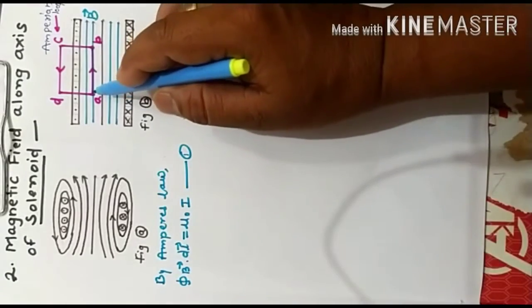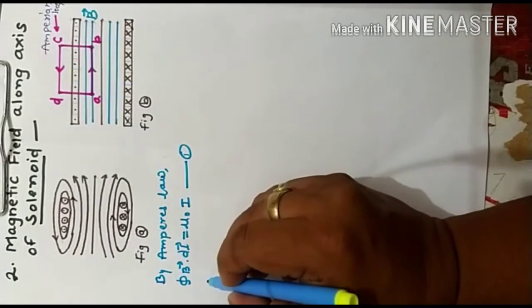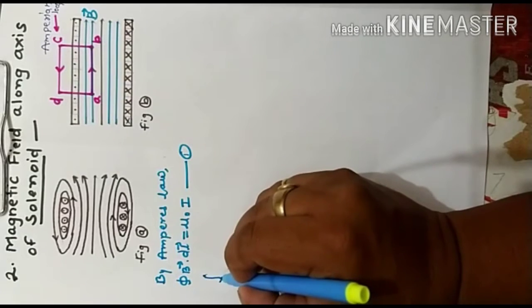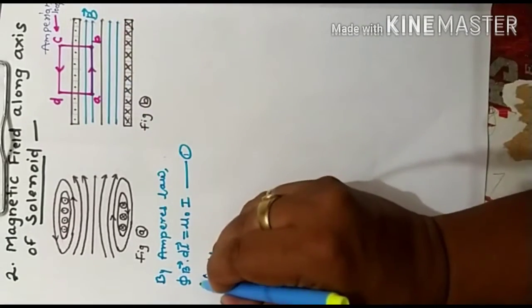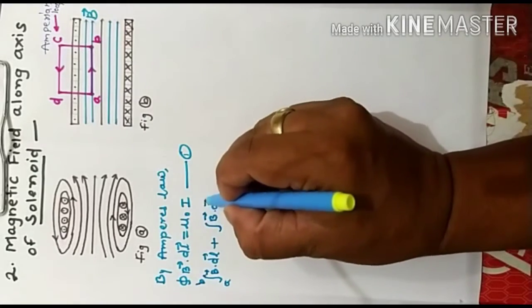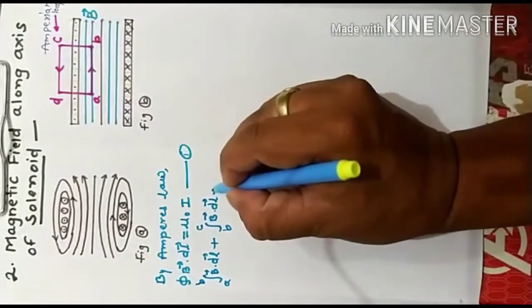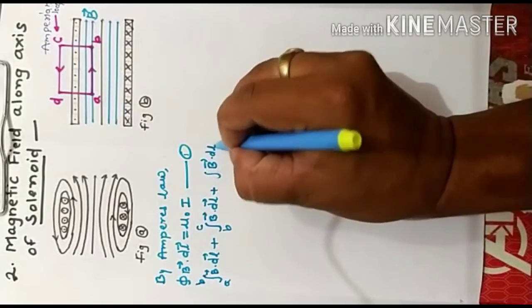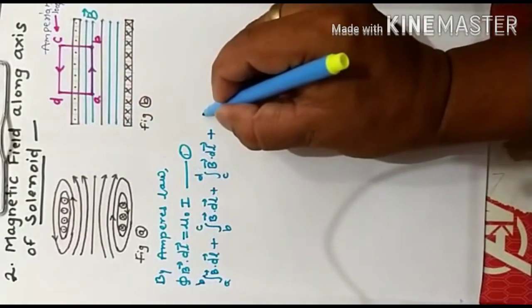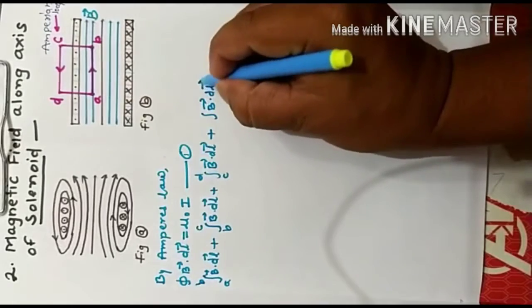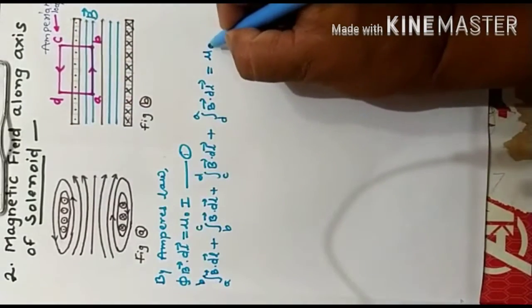This closed integration over the rectangular closed Amperian loop ABCD takes the form: integration over B dot dl for the side AB, from A to B, plus integration over vector B dot vector dl from B to C for the side BC, plus integration over vector B dot vector dl from C to D for the third side CD, plus integration over vector B dot vector dl from D to A for the fourth side DA, is equal to mu naught I.